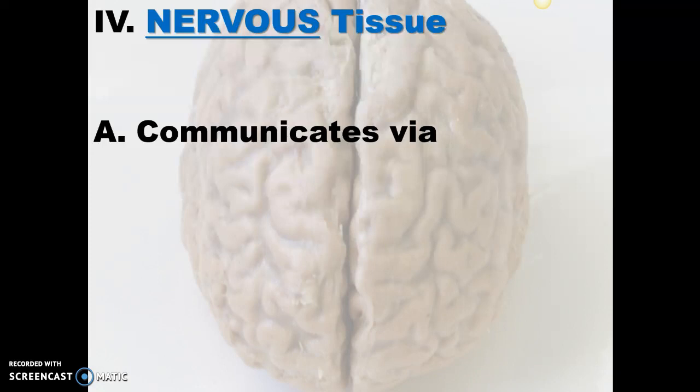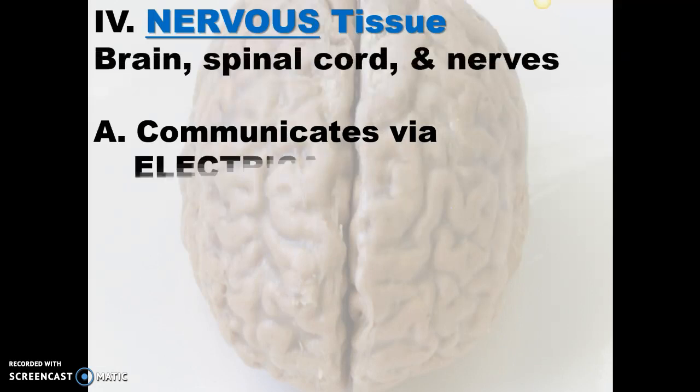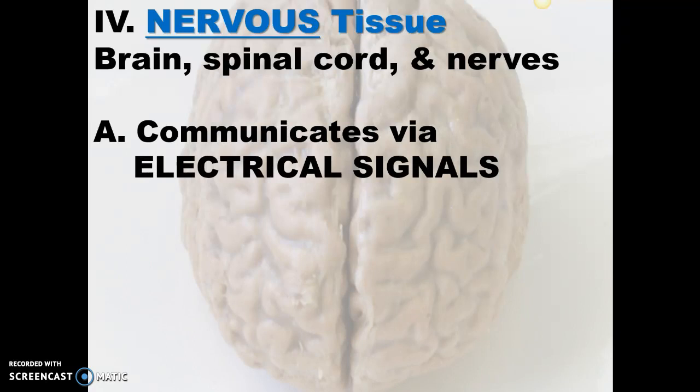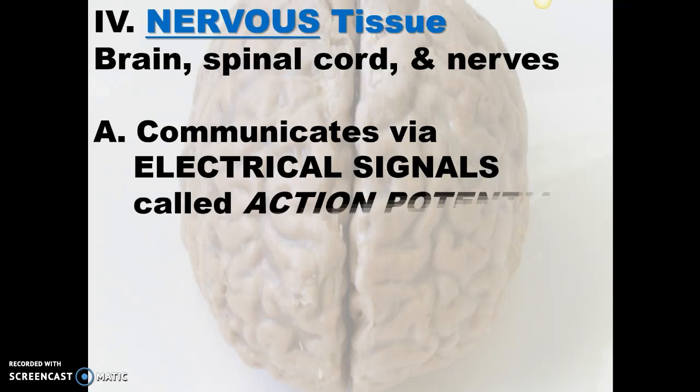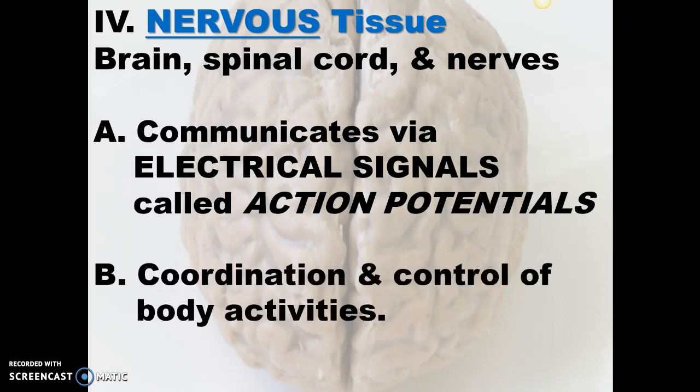Another type of tissue, our fourth type of tissue, is called nervous tissue. It's not connective, it's not muscle, and it's not epithelial. It's nervous. That's your brain, your spinal cord, and all your nerves. So it communicates by electrical signals. Those electrical signals are when the sodium-potassium channels open up in cells, and you get a flux of sodium and potassium running in and out of the membrane, and they call that action potential. So if you've had psychology or bio, you've heard of action potential. So it's for coordination and control of the body activities.